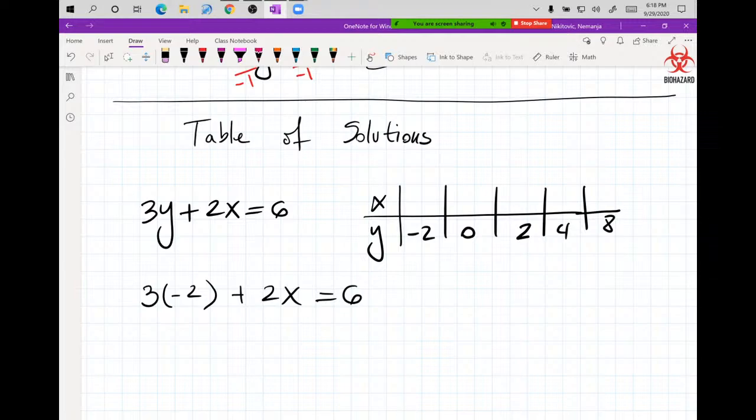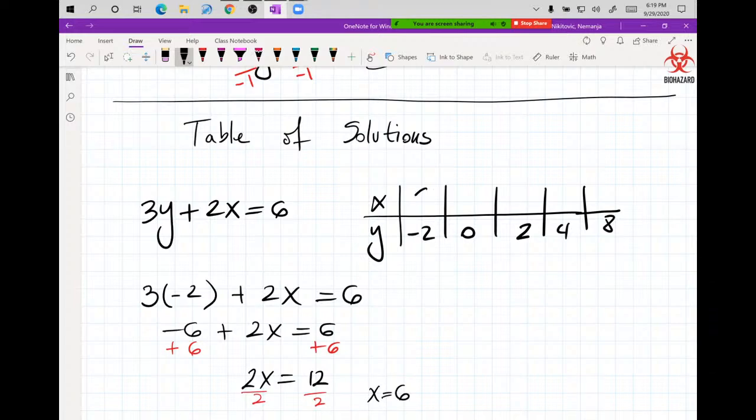So 3 times -2 is -6, plus 2x equals 6. Then we add 6 to both sides, and we get our 2x equal 12. We divide by 2, and we have our first x, which is 6. And we solved the first one. Now rinse and repeat.